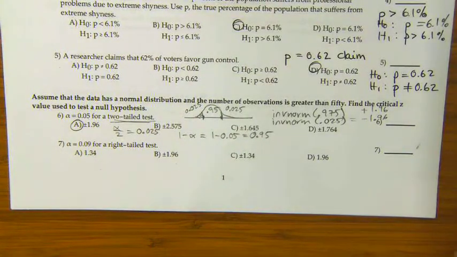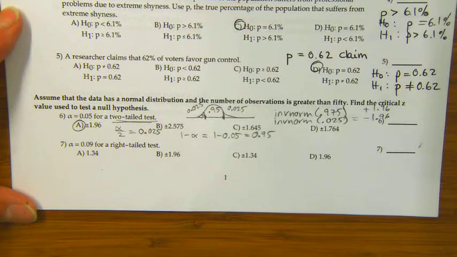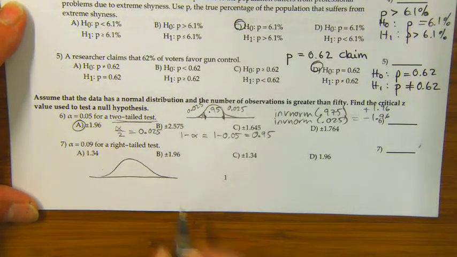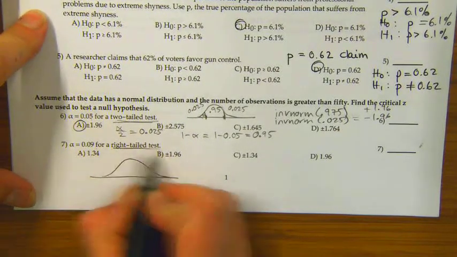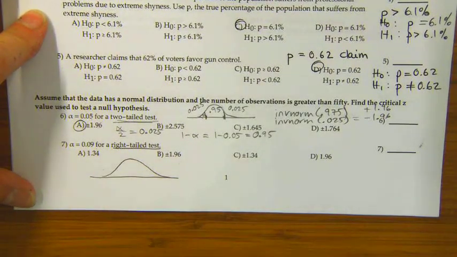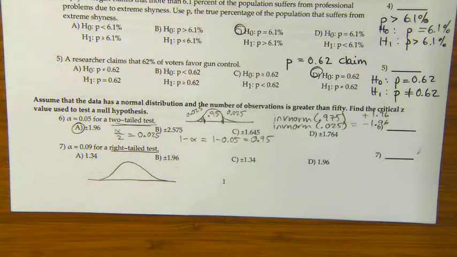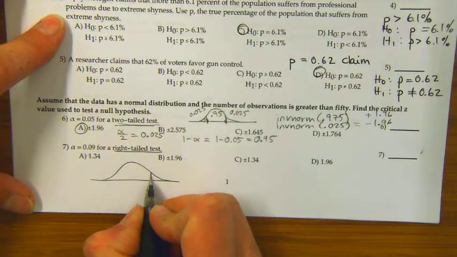Okay, so number 7. We have alpha is 0.09 for a right tail test. So again, the difference between chapter 7 and chapter 8 is that we have to be careful with the tails in chapter 8 because sometimes we have one tail, sometimes we have two tails. But if it's a right tail test, and it only depends on our claim and how we set up the null and the alternate hypothesis, whether we have a one-tailed or a two-tailed test. So right-tailed means we have one tail.